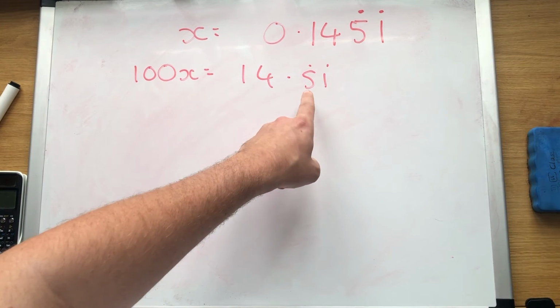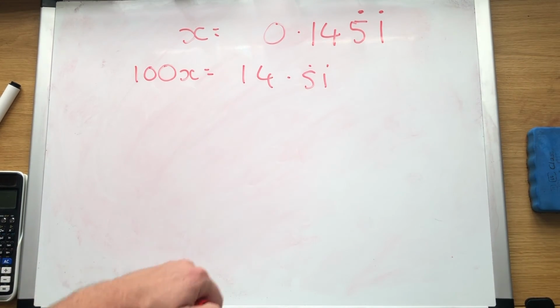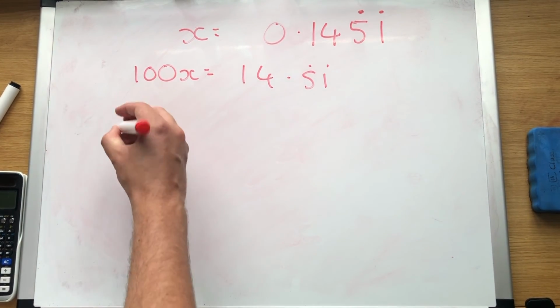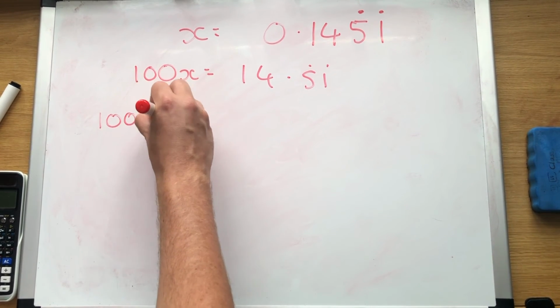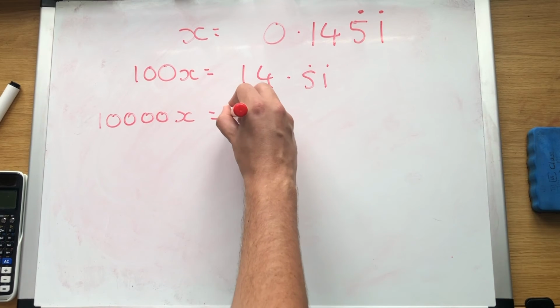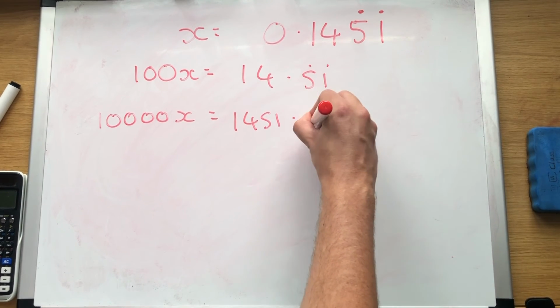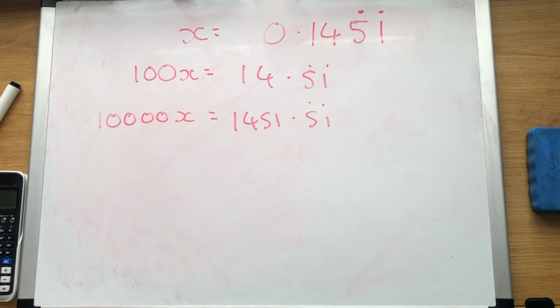So we need to move this 1, 2 to the left. So timesing this by another 100. 100 times 100, 10,000x. 1451.51515151, etc.